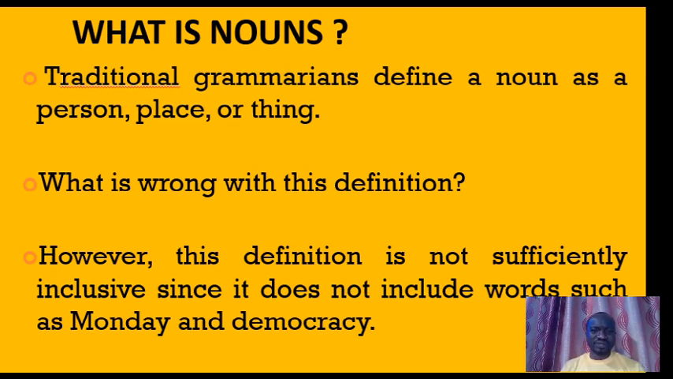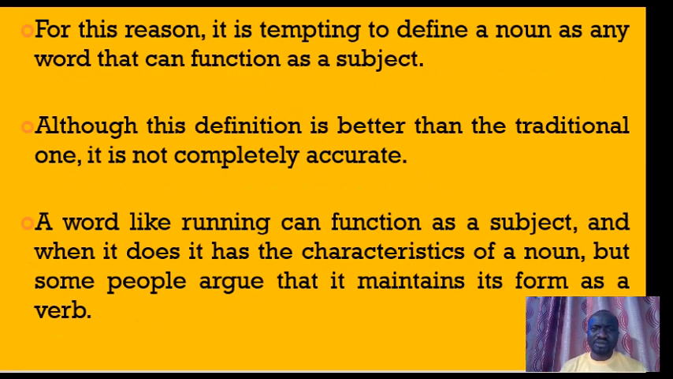This definition is not sufficiently inclusive since it does not include words such as Monday. Monday is a day of a week, and democracy is an idea. So such words, where should we place them? For this reason, it is tempting to define a noun as any word that can function as a subject. So any word that can function as a subject, or that can give a name, is what we call a noun.